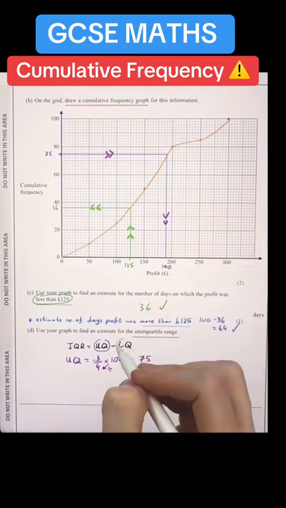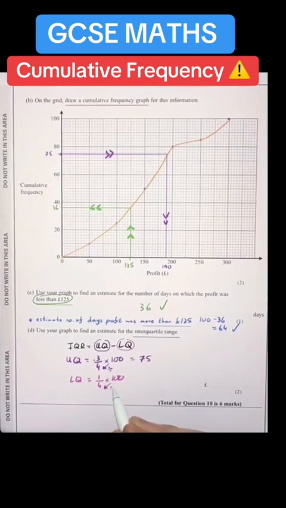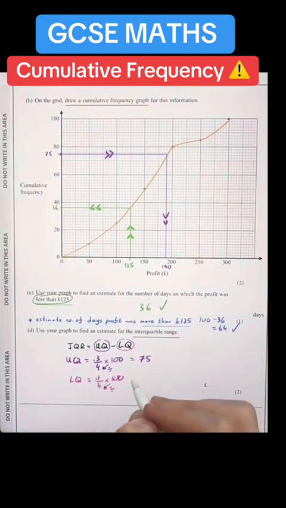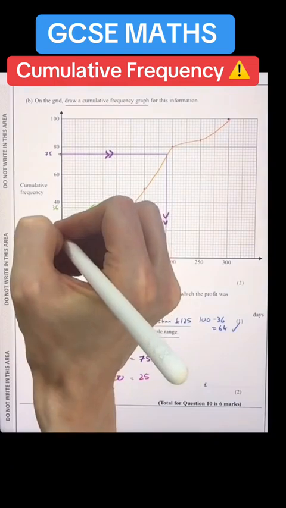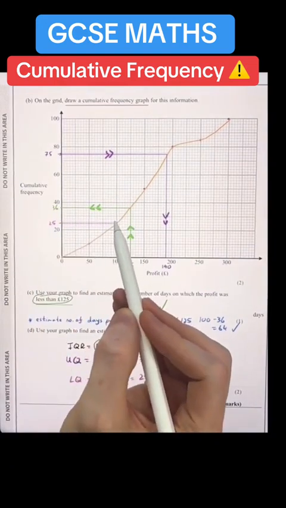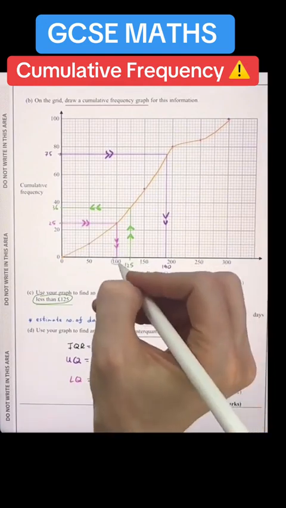Now to find my lower quartile, very similar. I know my lower quartile is 1/4 of the total. So in this case, 1/4 of the number of days, and there's 100 days, so 1/4 of 100. Again, a fractional amount, I always divide by the bottom and times by the top. 100 divided by 4 is 25, and 25 times 1 gives us 25. So locating 25 on my cumulative frequency axis, I then draw a horizontal line to meet my cumulative frequency graph, and then draw a line down, and that worked out to be 100.